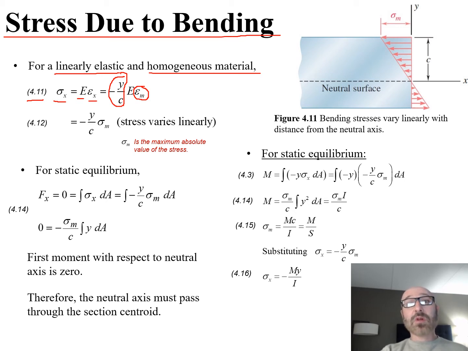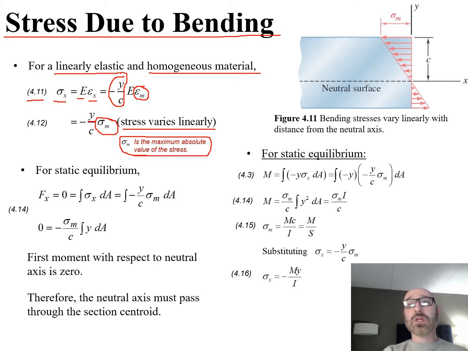Now from that, we can rearrange a little bit more to see that our stress varies linearly. When we reduce this down a little bit more, we can see that this is equal to negative y over c times our sigma sub m. Our sigma sub m is the maximum absolute value of our stress. That comes from equation 4.12 in our textbook.